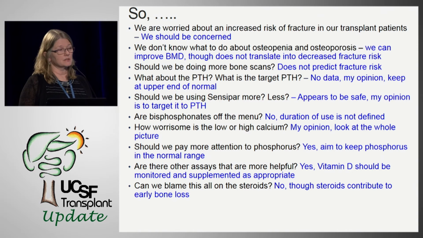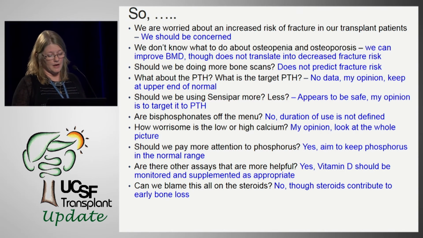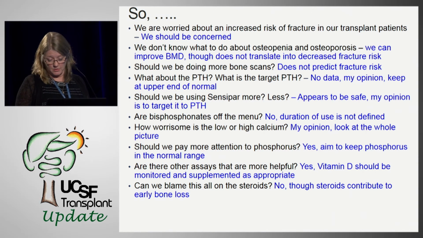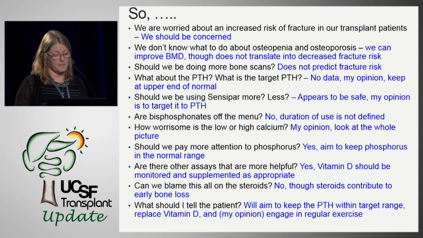Can we blame all this on steroids? No, I'm not taking responsibility. Steroids are not to blame for all the evil problems in the world. We do try and get them down early, but if somebody has a rejection episode, they do get recycled on steroids. They'll get high-dose steroids and then a quick taper. It's that high-dose steroids that seem to be a problem, not the 5 milligrams a day that we use in people for maintenance therapy. What should I tell the patient?